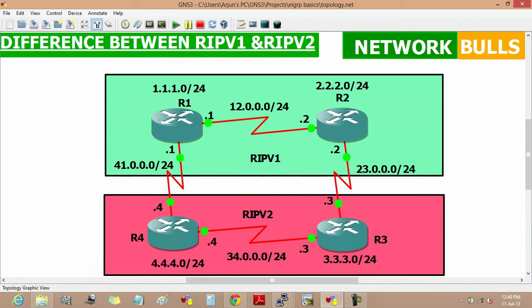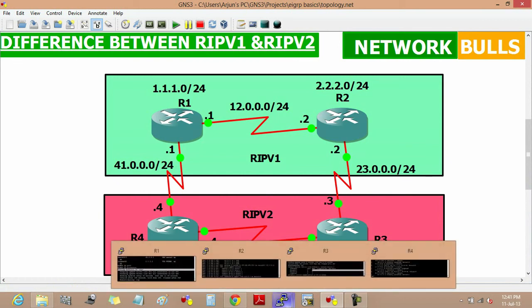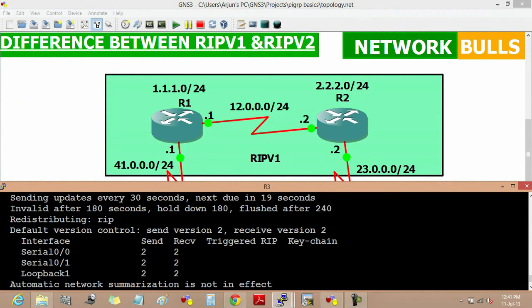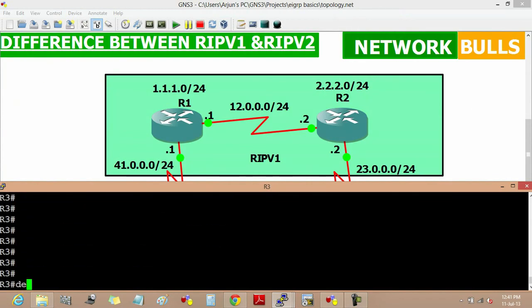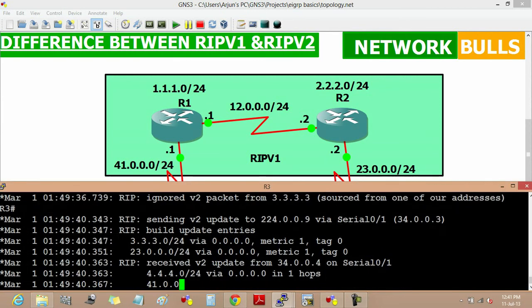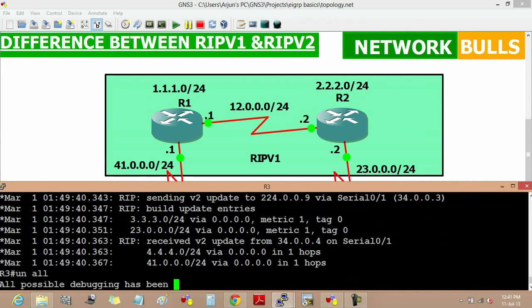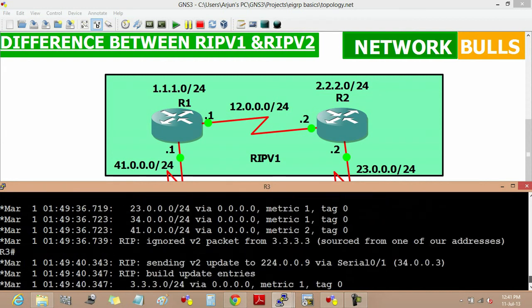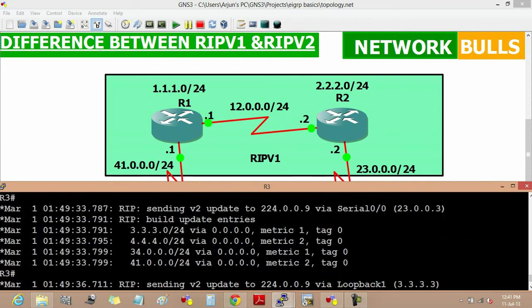But RIP version 2 sends updates to a multicast address, and we can verify it by using the command debug IP RIP on router 3 or router 4. Now in this debug output we can see that version 2 uses 224.0.0.9 as a multicast address to send its update.